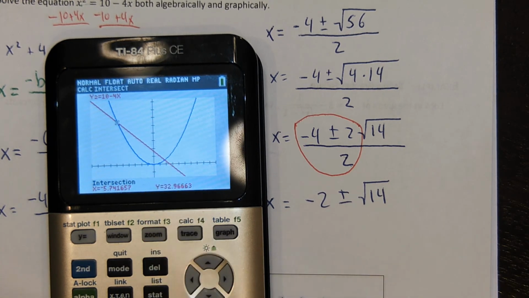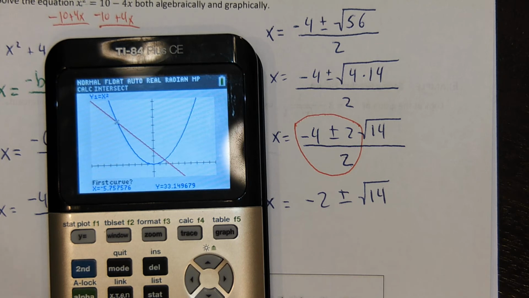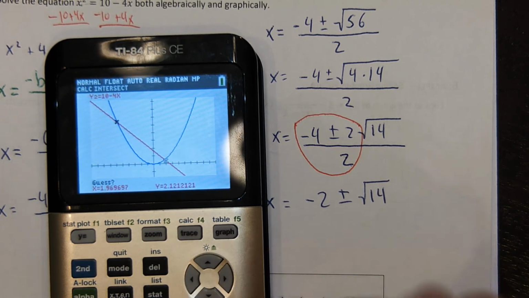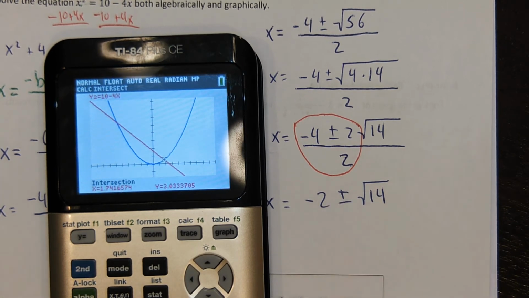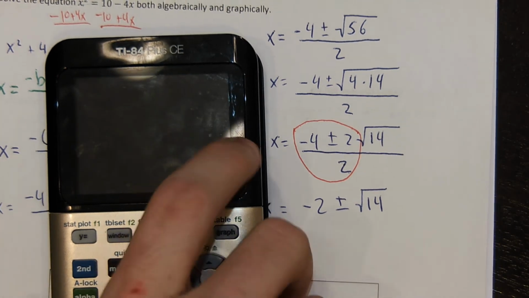And if you want to find the other one, you do the exact same process. Second, calc 5, enter to tell it first curve, second curve, and then just hold down the right arrow until you get pretty darn close. And you go, that's close enough, enter. And it goes, oh, the other answer is at 1.74. That's negative 2 plus root 14. And there you have it. Graphically solving. Isn't technology wonderful? Second on, we'll shut your calculator off.